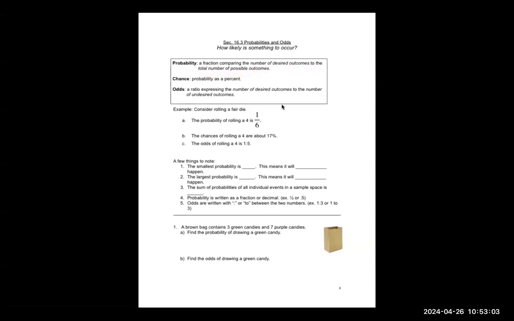It's usually written as a fraction, but you could turn that fraction into a decimal, and you could also turn that decimal into a percent. So it's commonly written as a fraction, decimal, or percent. When they're talking about chance, they usually want you to write it as a probability written as a percent.